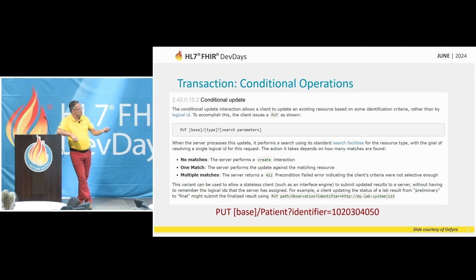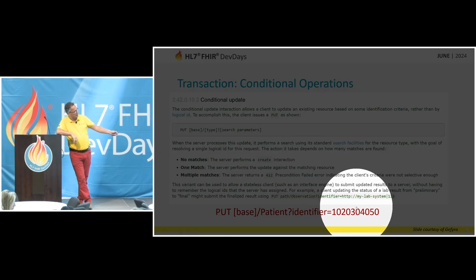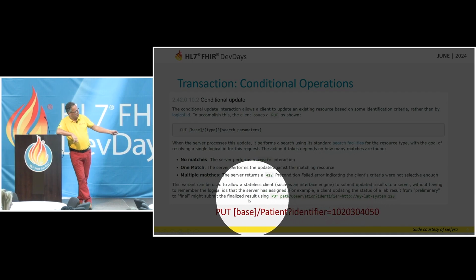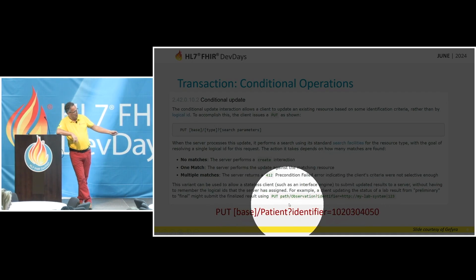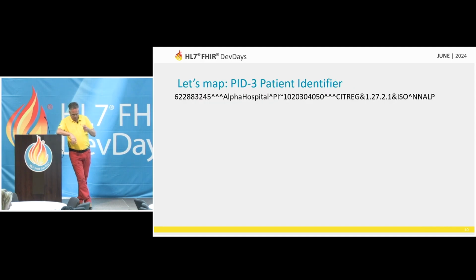So I have to do a conditional put to state, based on, let's say, social security number or medical record number or whatever it may be, create a new patient, but really only if that patient doesn't already exist, because then it will be an update. So it's an upsert, effectively.